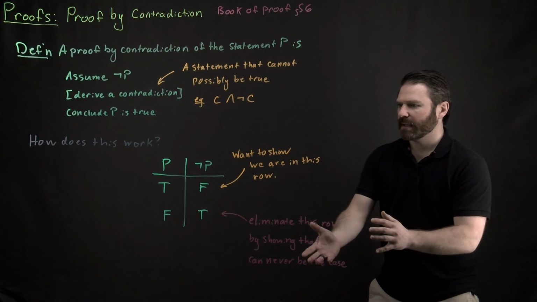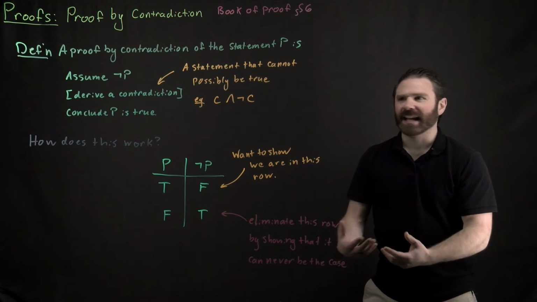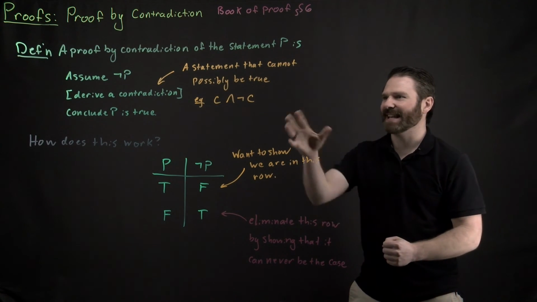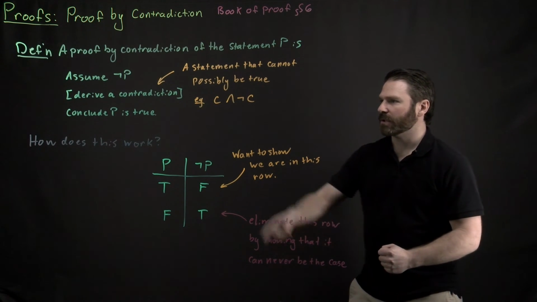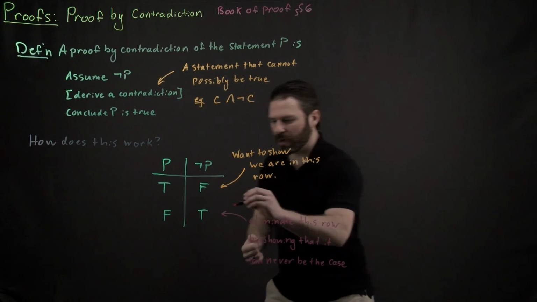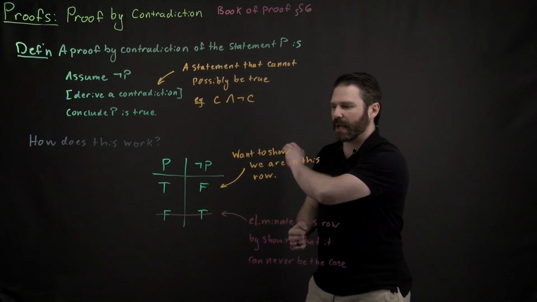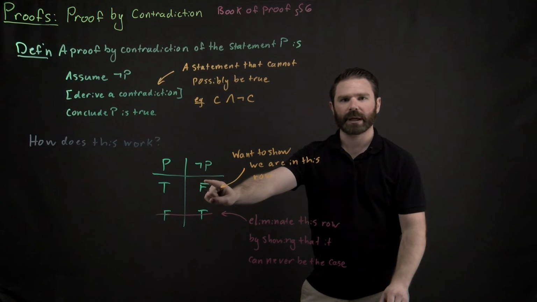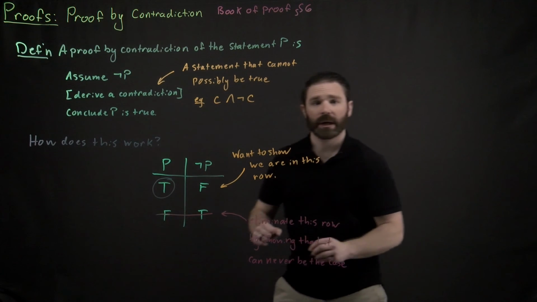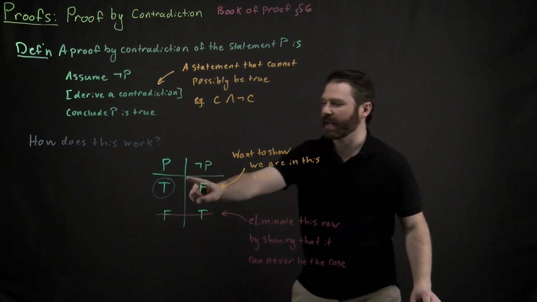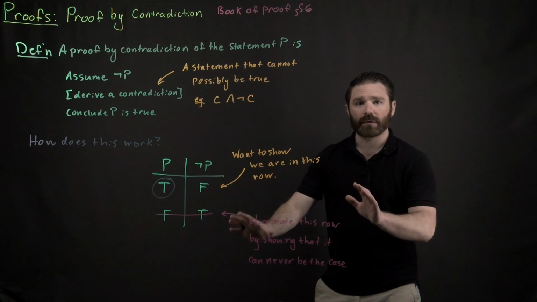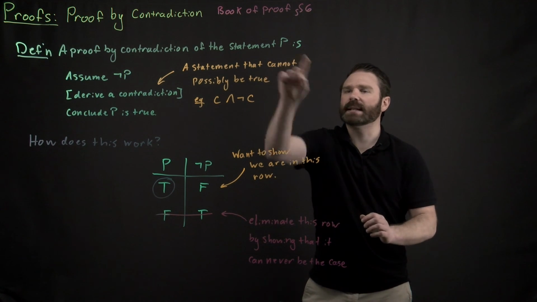And it can't be the case because logic is consistent, and so you can't have any of these contradictions lying around because they can't possibly be true. So if we derive a contradiction after we had assumed that not P is true, we can scratch out this row, and then we know that we are in this first row here, and in that row we have P is true. And that's why we can then conclude that P is true. So that's the basic structure of a proof by contradiction of just a single statement.